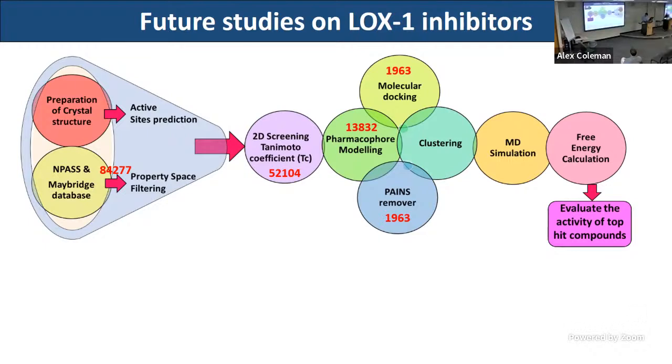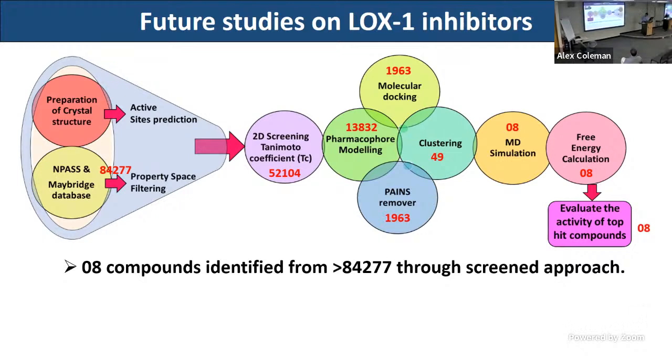After molecular docking, we selected the compounds having binding energy more than 7, which contained 49 compounds. From these 49 compounds, we performed clustering. We selected 2 clusters, and from each cluster we selected 4 compounds, meaning 8 compounds would be used for MD simulation and free energy calculation. So we screened these 8 compounds from the 84,000 using this screening approach.